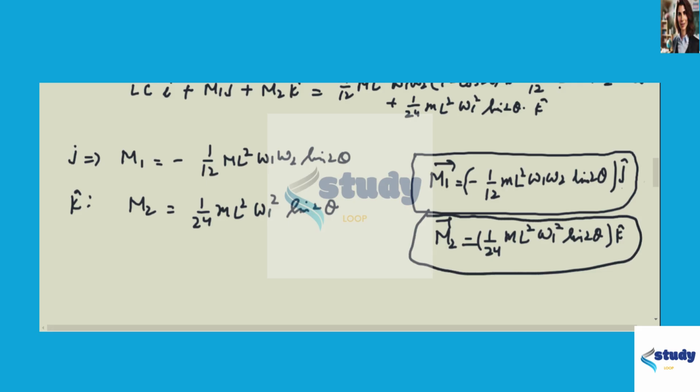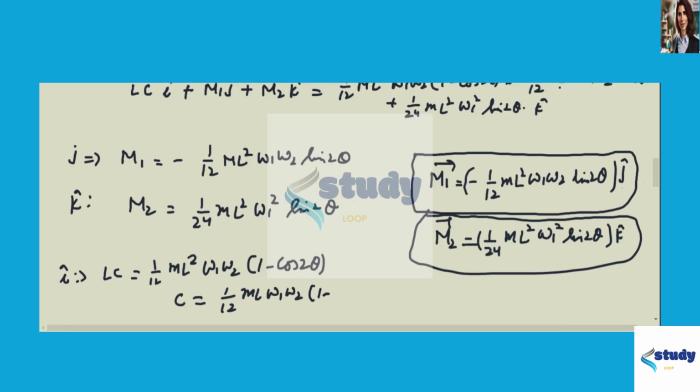Now to calculate the reaction, take the coefficient of i cap, you may write LC is equal to 1 by 12 ml square omega 1 omega 2 into 1 minus cos of 2 theta. So C can be written as 1 by 12 m into L omega 1 omega 2 into 1 minus cos of 2 theta. So this can also be written as 1 by 6 ml omega 1 omega 2 sin square theta.